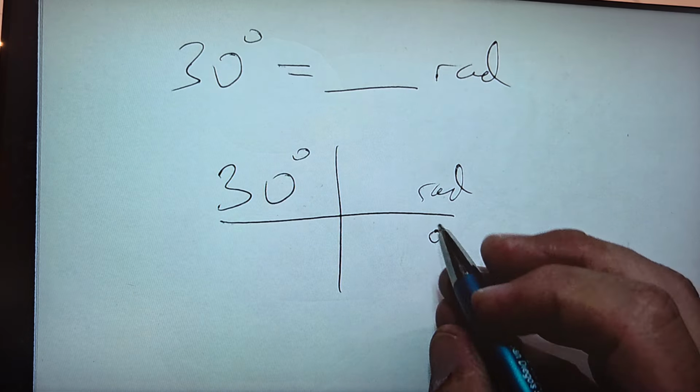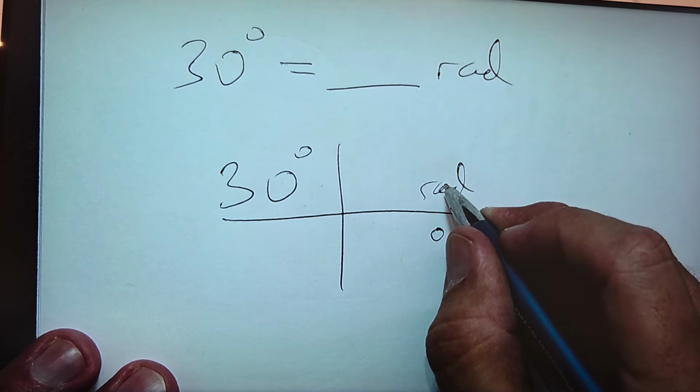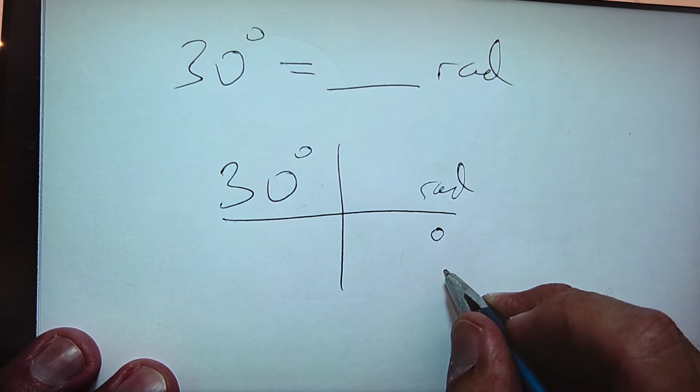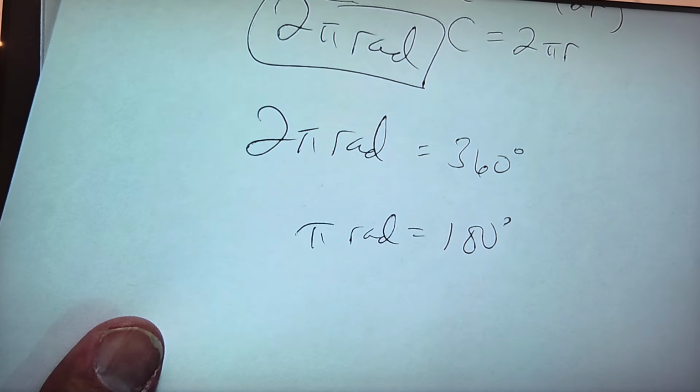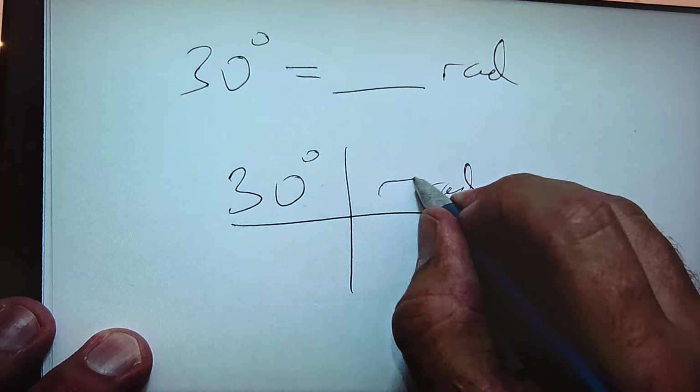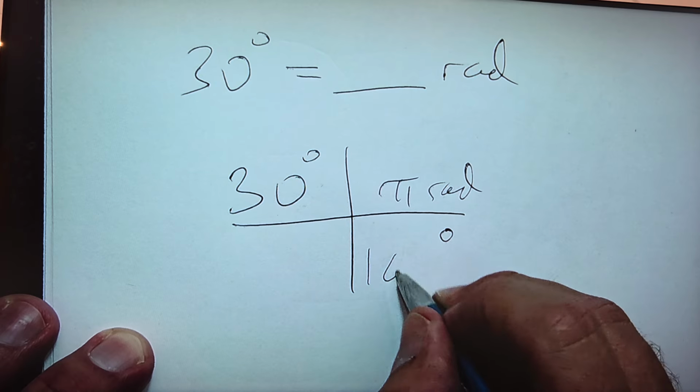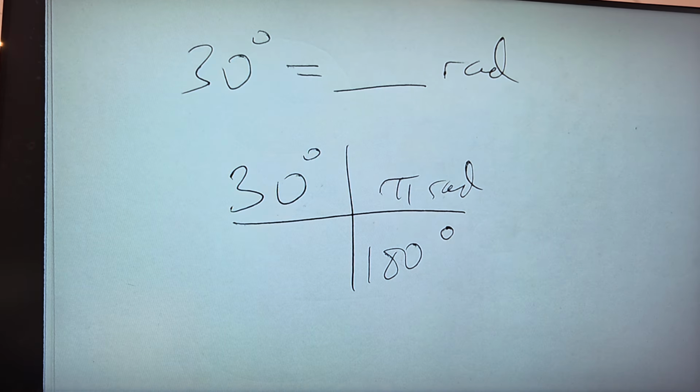Be careful. How many radians is how many degrees? What did we just say? Pi radians is 180 degrees. Yes?